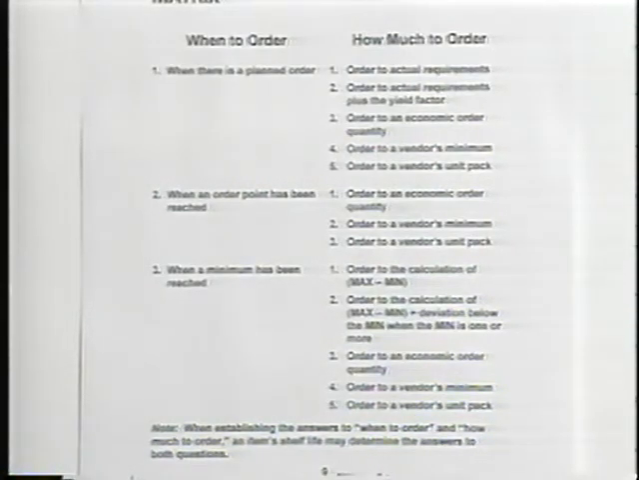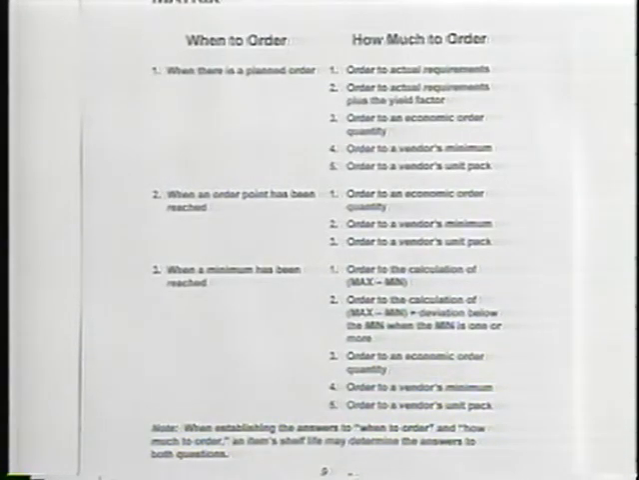The third is economic order quantity, the fourth is a vendor minimum, and the fifth is a vendor unit pack. Now, I'm going to hold off on the note for just a minute and show you how this ordering matrix is developed. When there is an ordered requirement from planning, you have the option of using the following 2-digit ordering matrix: 11, 12, 13, 14, and 15.